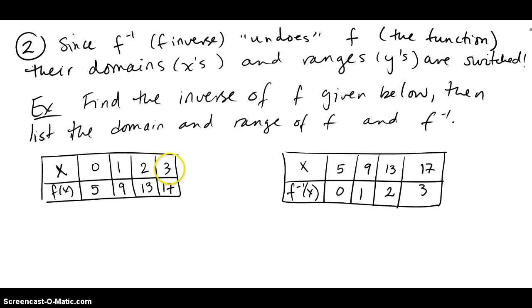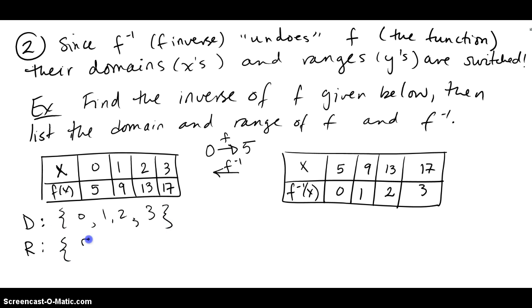Here is the original inputs, here's the outputs. The inverse takes all the outputs, makes them act like the inputs, and then gives you the outputs to be the original inputs from the other function. So in other words, 0 goes to 5, that's the function, and then the inverse takes the 5 back to 0. So what's the domain and the range of each? Well, the domain of this is 0, 1, 2, 3. And the range of f is 5, 9, 13, 17.